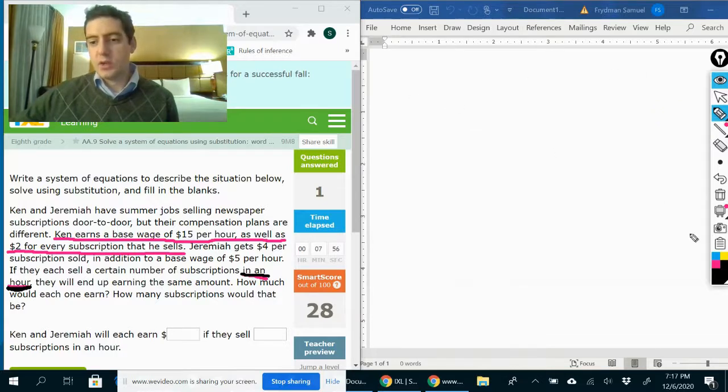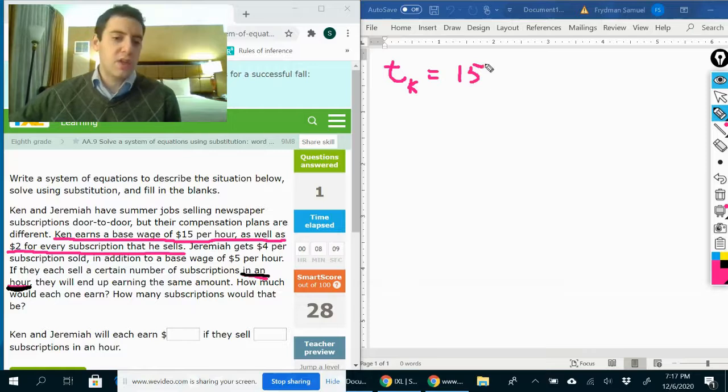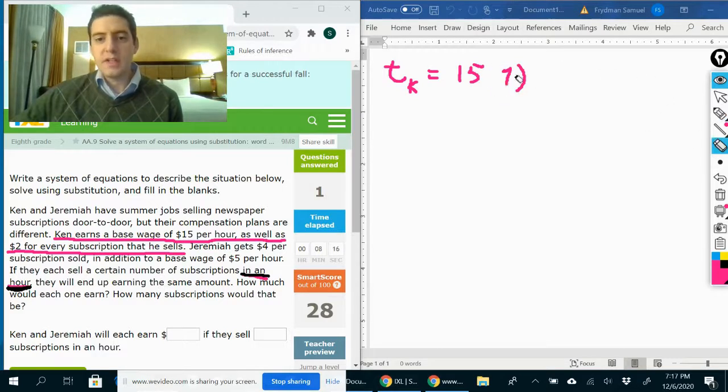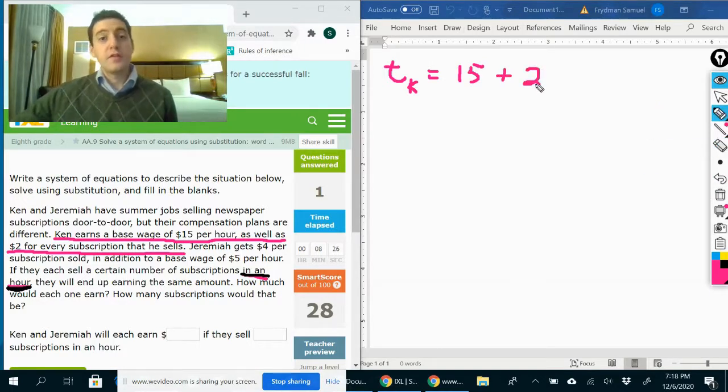So with that in mind, let's write the total amount that Ken will earn. I'm going to write that as T sub K. That's going to be 15. I'm not going to multiply that by the number of hours, because it's just one hour. We could multiply by 1, but 15 times 1 is just 15, so we don't need that here. So Ken is going to earn $15 for that hour, plus $2 for every subscription that he sells. So $2 times S, where S stands for the number of subscriptions.